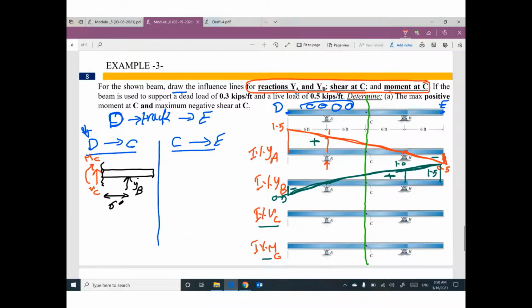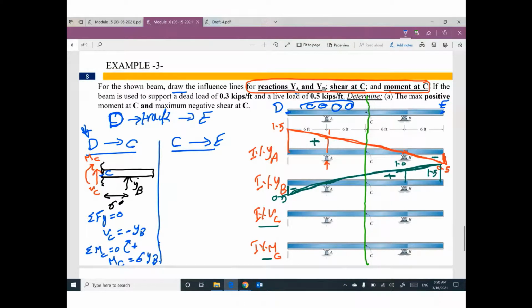If you apply summation Fy equals 0, I can say VC equals negative YB. If you take moment at C at this cut, assume this direction is positive, I can say MC will equal 6 YB.